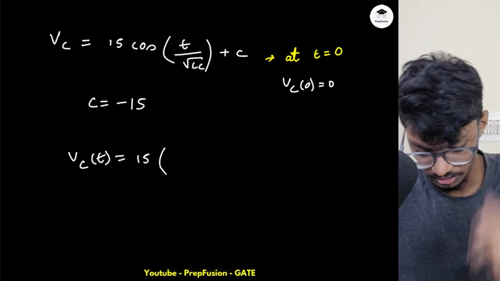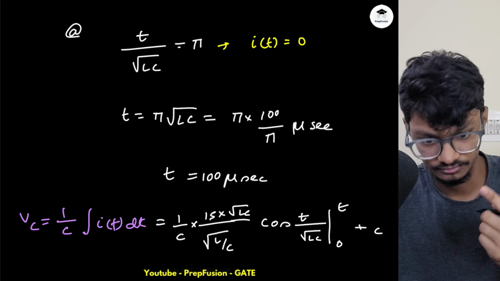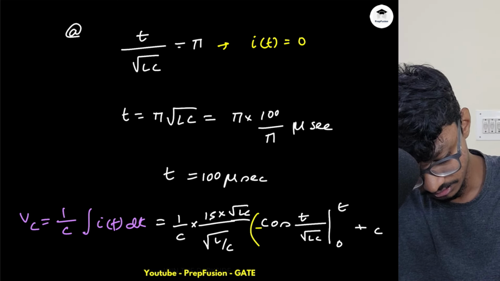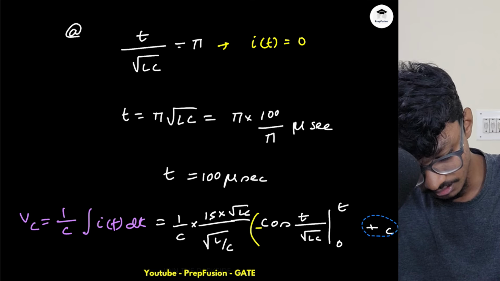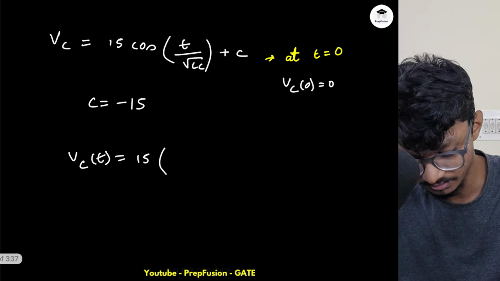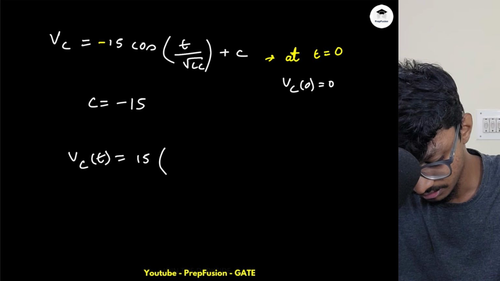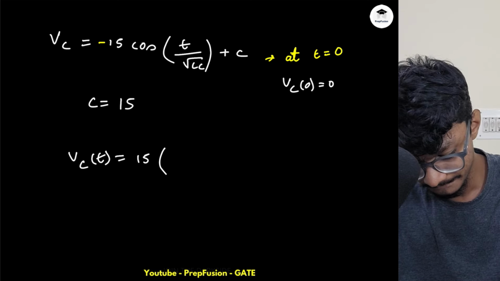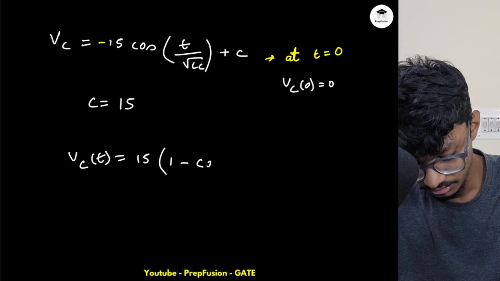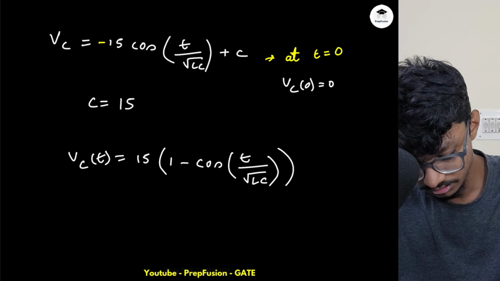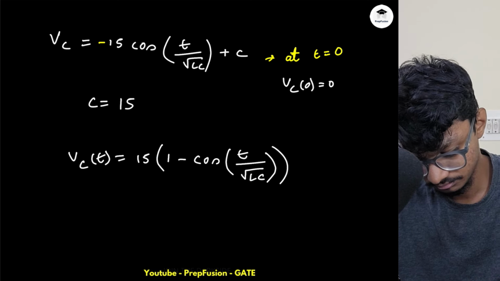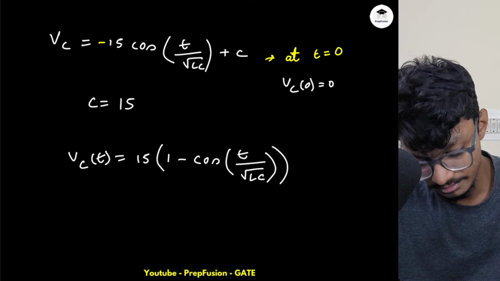Hold on, if I'm making something, okay, sorry, there is a negative sign here, right? Because if I integrate sine, there is a negative sign, sorry for that. This will be negative, then C will be plus 15. That is what I am thinking. I was making some mistake. This is minus. So C is plus 15. So this will be 1 minus cos T by under root LC. Okay, so this is the equation for voltage.